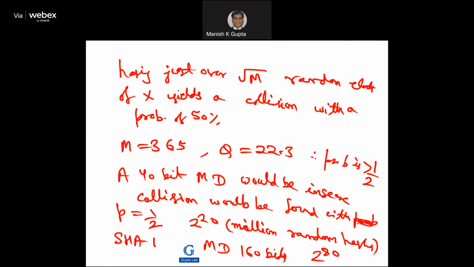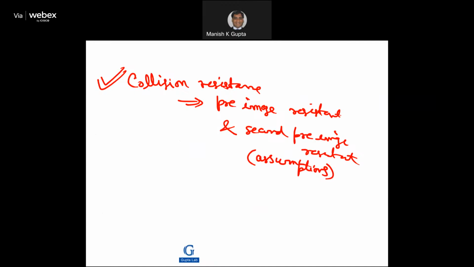Now, after analysis of these things, I am skipping one proof, which is given in the book, of course, that collision resistance will imply pre-image resistance and second pre-image resistance under certain assumptions. So if you are designing a hash function, I will make sure that it is collision resistant, and we are done. That is the key idea. The proof is given, but I am skipping that.